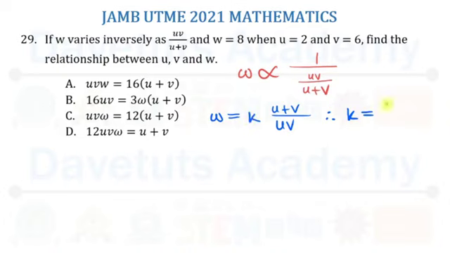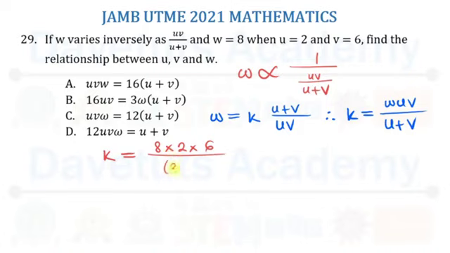K is nothing but, cross multiplying, W multiplied by UV over the sum of U and V. That is K. Then, for the values we are given, K will be W is 8, U is 2, V is 6, over U plus V. U plus V will be 2 plus 6, which is 8. 8 can cancel this 8. So K is 12. Oh, beautiful.